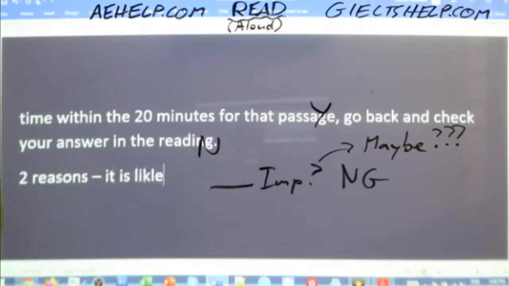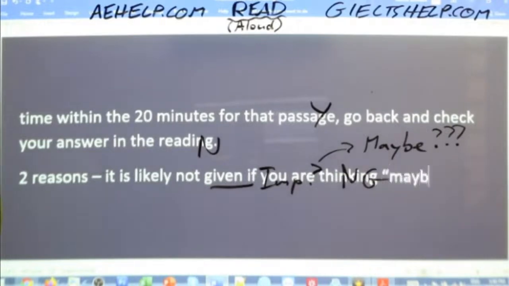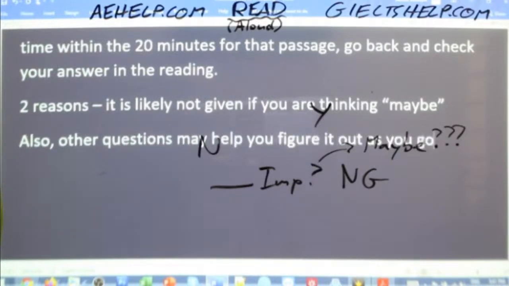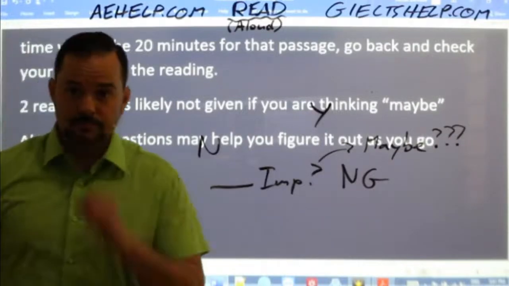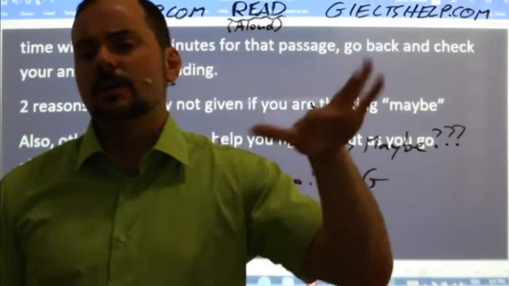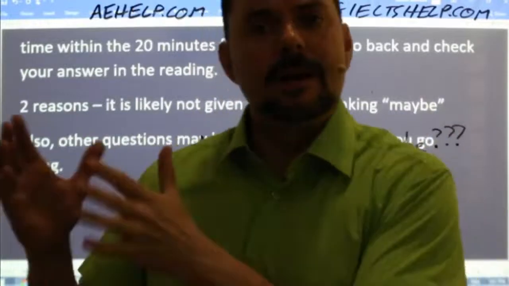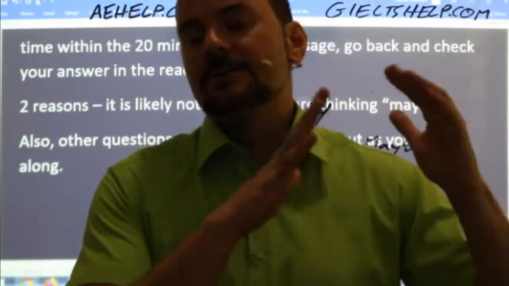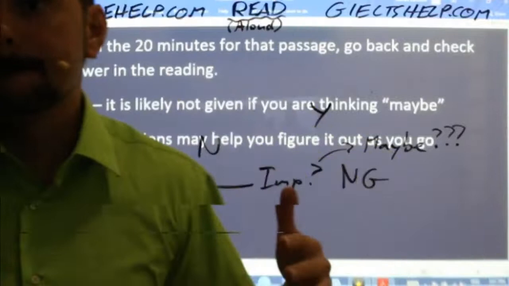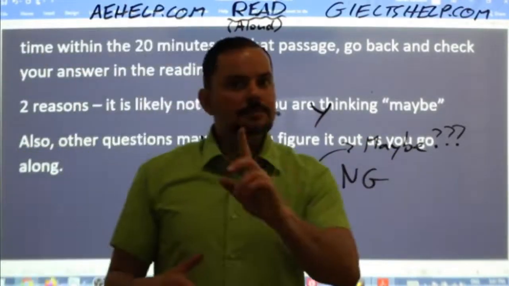It is likely not given if you are thinking maybe. Also, other questions may help you figure it out as you go along. Oftentimes, when you go to the other questions and you answer them, then you realize, oh yeah, of course, that wasn't given, or it was given in a different way, because I remember now from this question that the paragraph was saying that the steam engine was invented in England, but it didn't tell me what city. Does that make sense? So don't skip the question, Harpal.